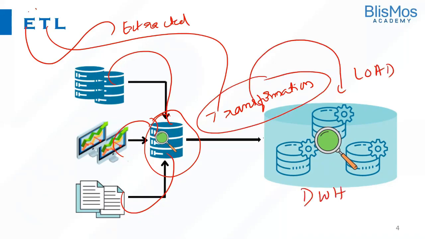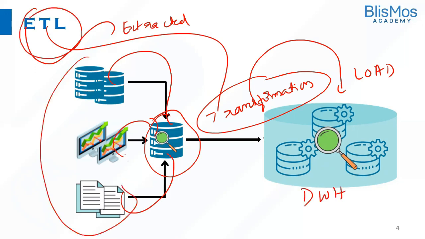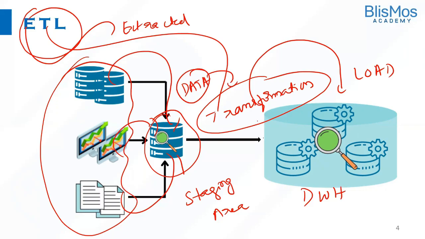So ETL is a process where you are extracting the data from multiple sources and moving that to a common area called a staging area. Then subjecting this data to a transformation. After transformation, you are loading the data into a data warehouse. And the ETL process is one of the very important processes in building the data warehouse. Without the ETL process, you will not be able to build the data warehouse.